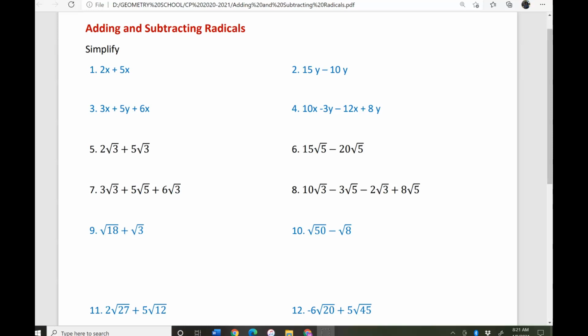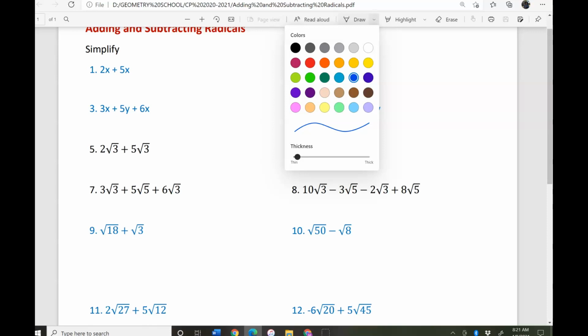We are working on radicals. This is our radical unit before we cover right triangles. When we add and subtract radicals, we want to think about combining like terms. We want to use the exact same concept of combining like terms. So let us talk about that.